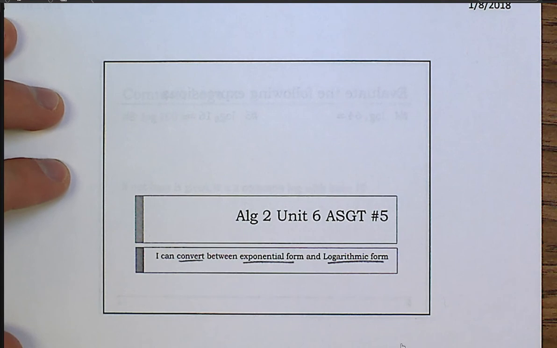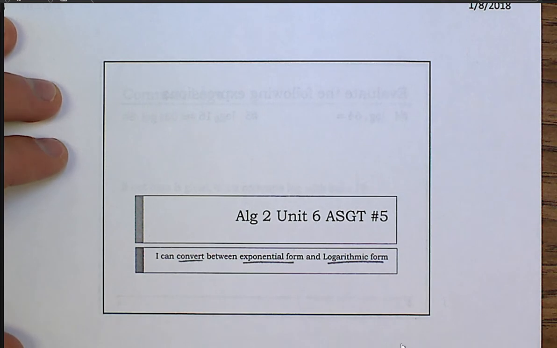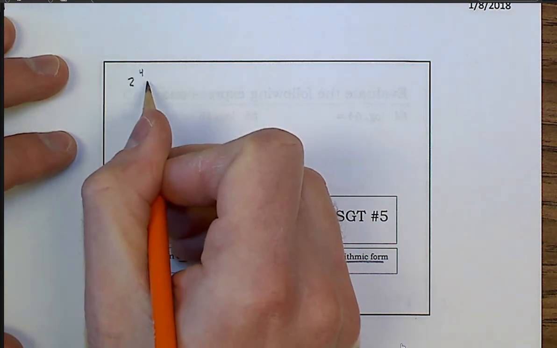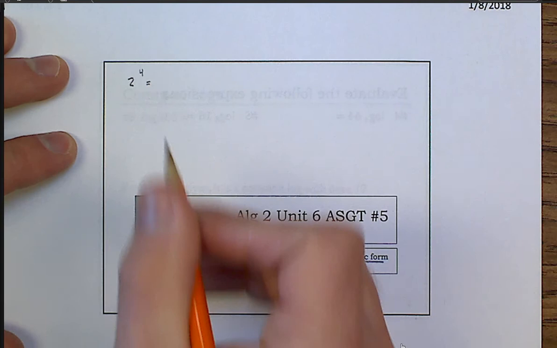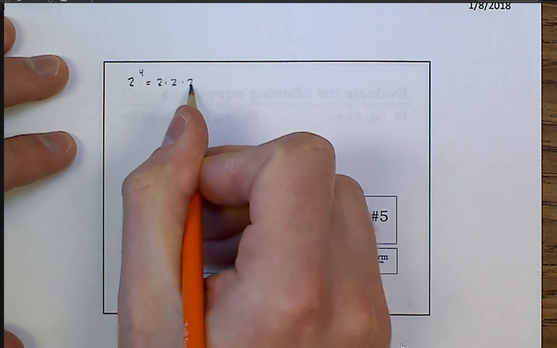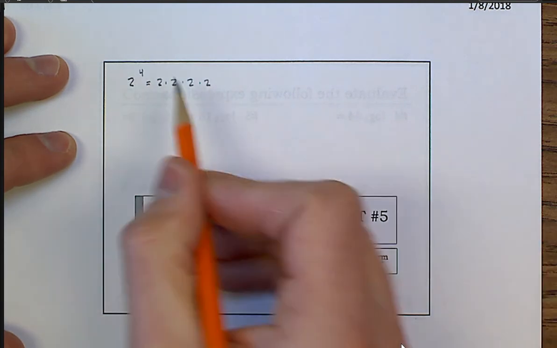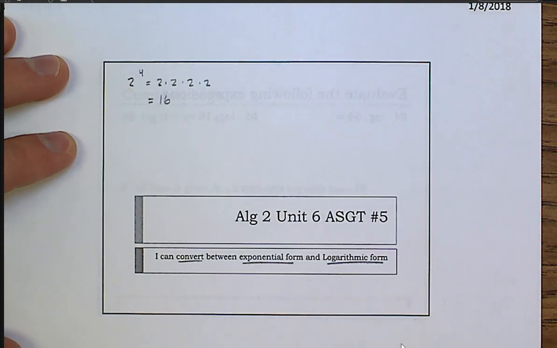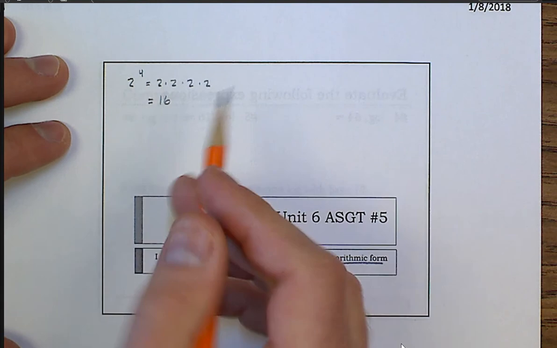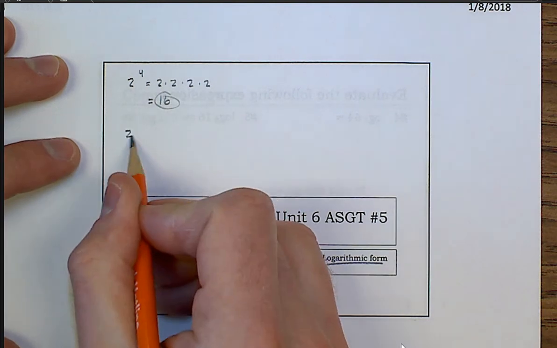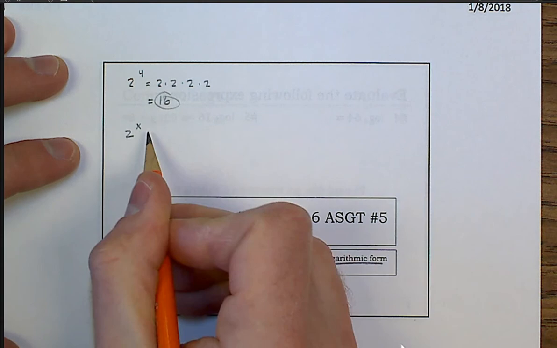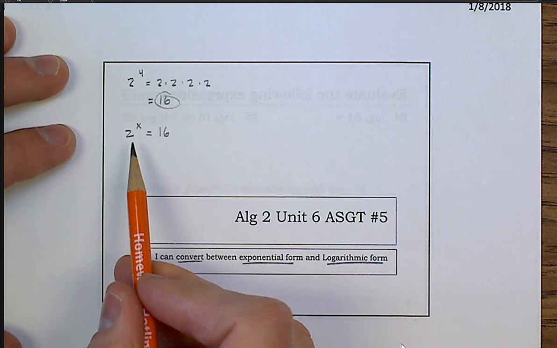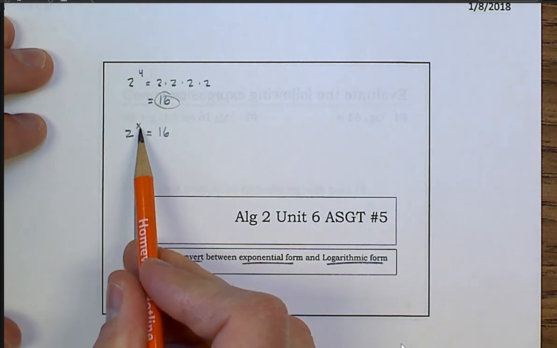Okay, so let's go through a little example here. If I said 2 to the 4th power, you would understand that to mean 2 times 2 times 2 times 2. And 2 times 2 times 2 times 2, hopefully you know, is 16. Okay? And so what I want you to do is think about this in another way. I'm going to put 2 to the x power equals 16. What I'm basically asking you to do here is solve for the exponent.